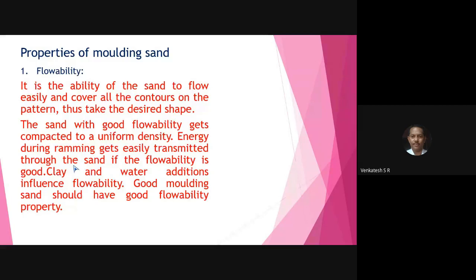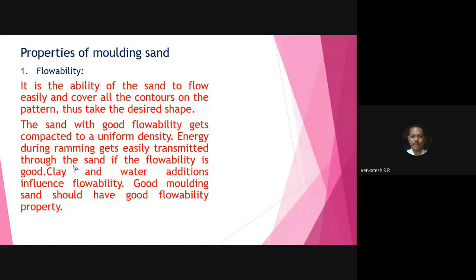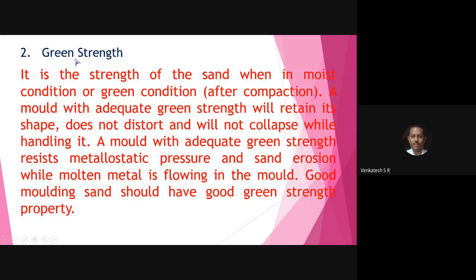Otherwise, there will be problems with the casting. Usually, we call them air bubbles or blowholes, and many such defects are found in the casting because of improper flowability of the molding sand. The flowability is needed so that all the liquid metal flows into the intricate shapes and all the parts of the mold cavity.